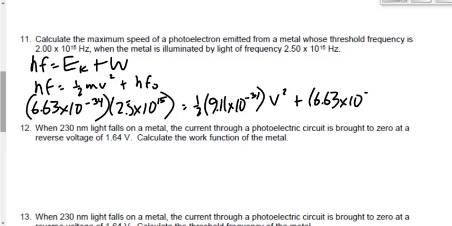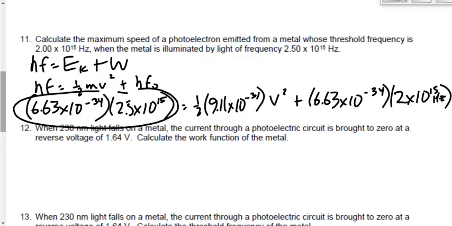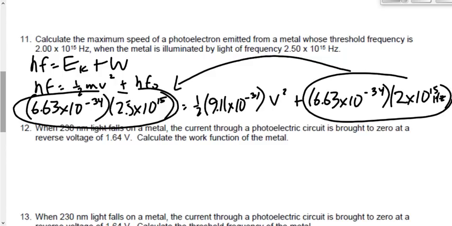0.63 again, got to be consistent in a question, times the threshold frequency of 2 times 10 to the 15 hertz. So let's calculate the left side, this number right here. Calculate this, and then take this number over by subtracting. Take that over by subtracting, multiply it by 2, divide by 9.11, and guess what do I end up with there?